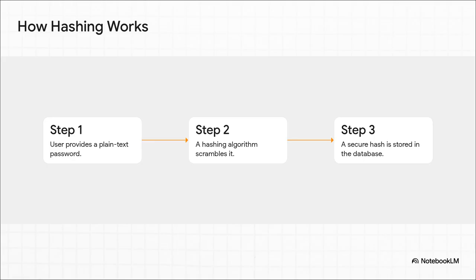So here's how it plays out in the real world. A user gives you their password. Your app immediately, and I mean instantly, uses a hashing algorithm to scramble it all up. And then, and this is the key, you only store that scrambled hash in your database. The original password is never ever saved. So if a hacker manages to break in, they don't get a nice list of passwords. They just get a bunch of useless scrambled hashes.